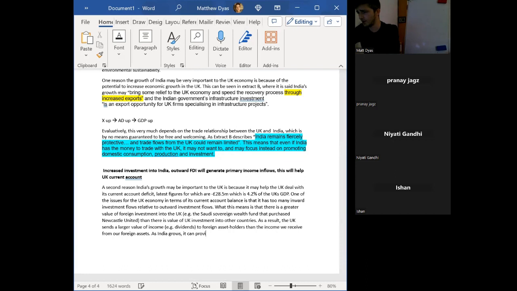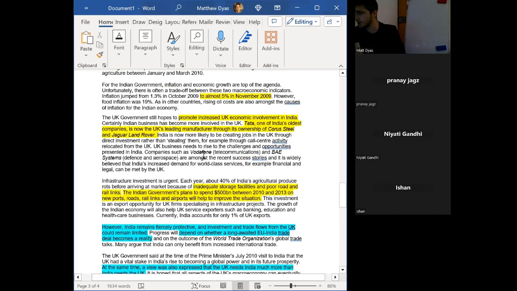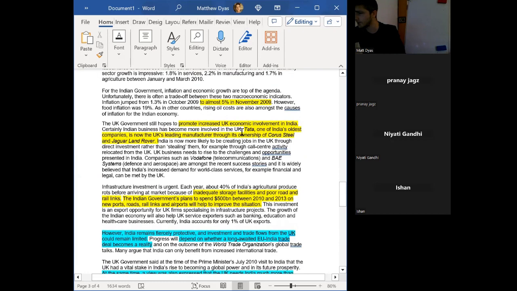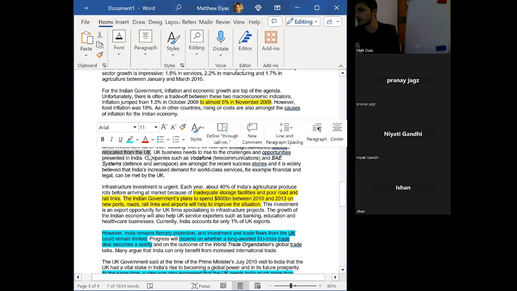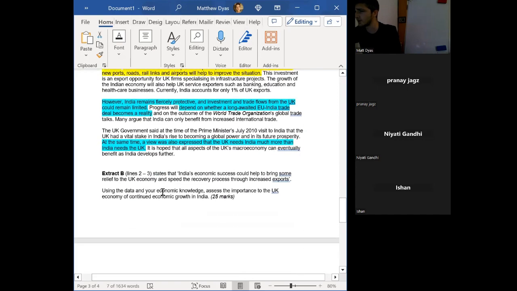So as India grows, it can provide an attractive location for outward investment. Extract quote, blah, blah, blah. Jaguar and Land Rover, was that? No. That was inward investment. Companies such as Vodafone and BAE have relocated in India. Okay. I'm not sure if that is the case there, so I'm actually just going to take this because that's a direct reference. Call center activity relocated from the UK.